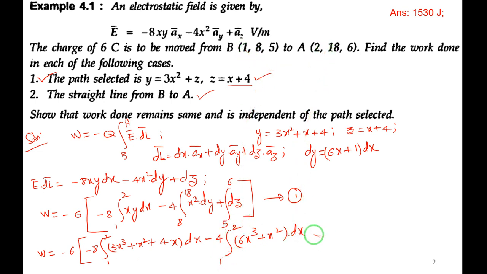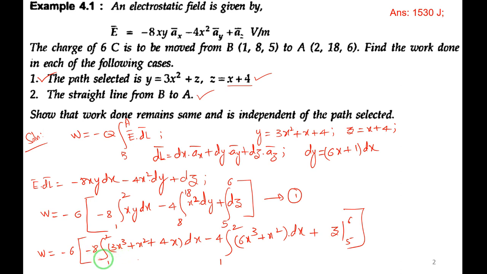Plus this third one, integration with respect to z is the constant z, upper limit minus lower limit, 5 to 6. You can observe here the limits are the same, from 1 to 2. So I will simplify both and we'll see what will happen.